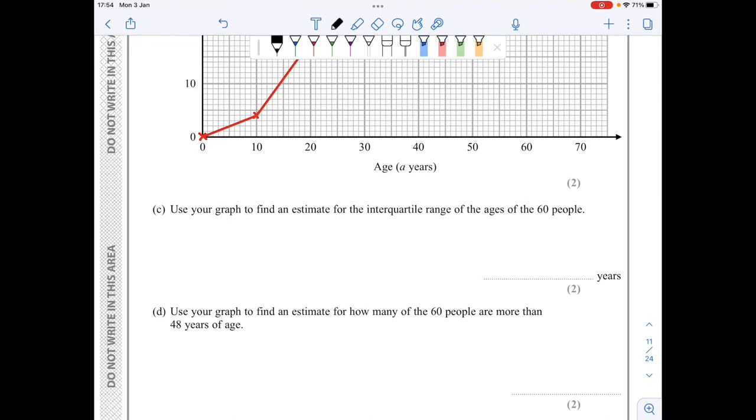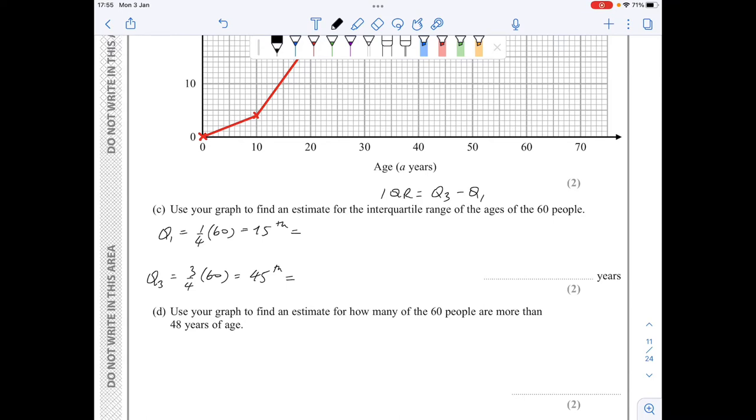In part C, I need to find an estimate for the interquartile range. This is IQR, and is equal to the upper quartile minus the lower quartile. Now for the lower quartile, this will be a quarter of 60, which is equal to 15. So I'm going to take the 15th observation from the graph. And then for Q3, I'm going to take 3/4 of 60, which is the 45th observation from my graph.